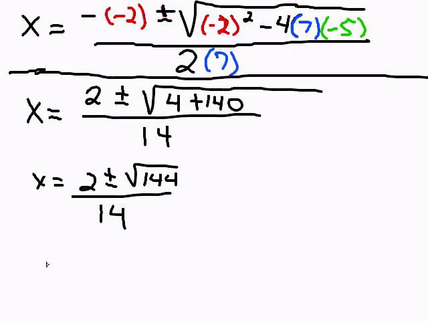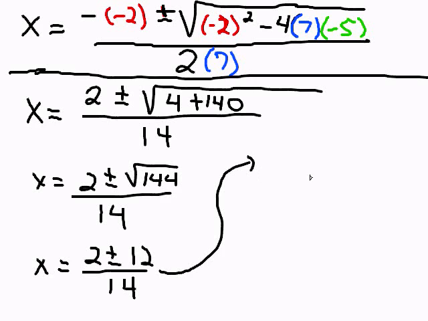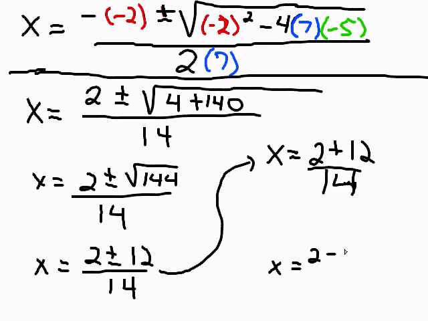Now the square root of 144 is 12, so we get x is equal to 2 plus or minus 12 over 14. Now that plus and minus sign means that there are two solutions possible, one positive and one negative. So when we're simplifying our answer, we have to split it up into the two possibilities. Let me show you. We have to write x is equal to 2 plus 12 over 14, and we have to write x is equal to 2 minus 12 over 14.